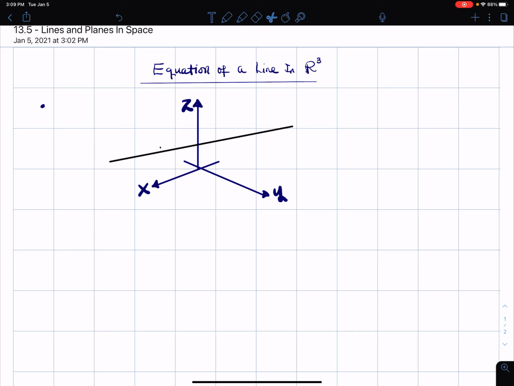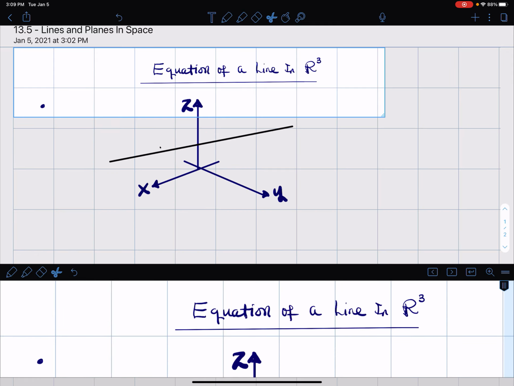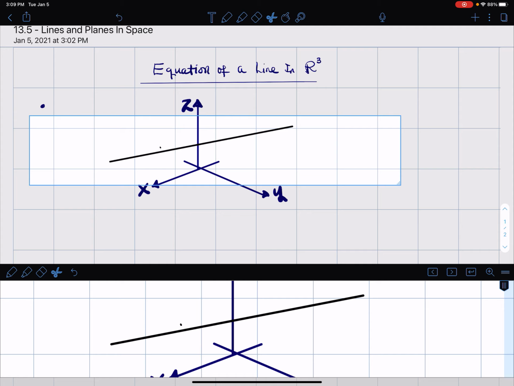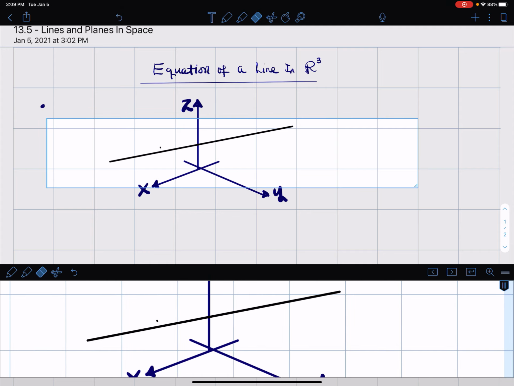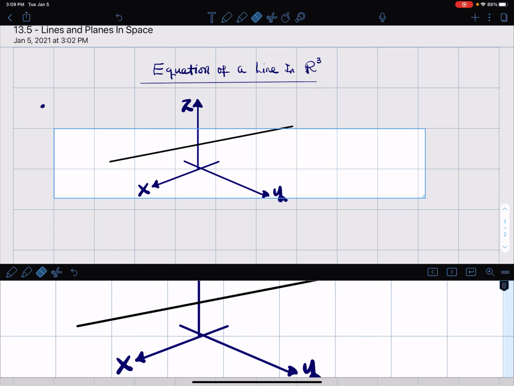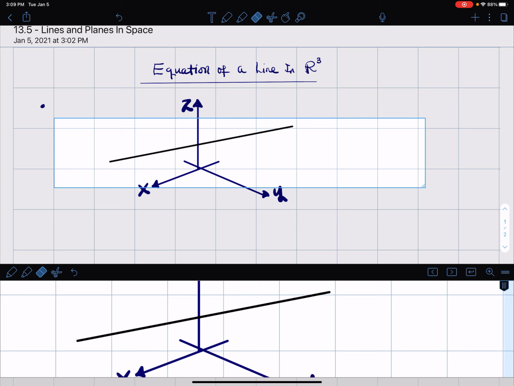We're going to be looking at the equation of a line in R3. In pre-calc and calculus, you looked at the equation of a line in R2, in 2D. Here we're going to start with this black line here, assuming this is a line in R3, and we're trying to figure out its equation.